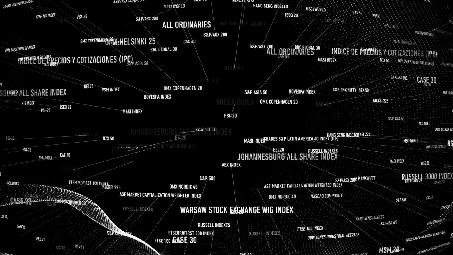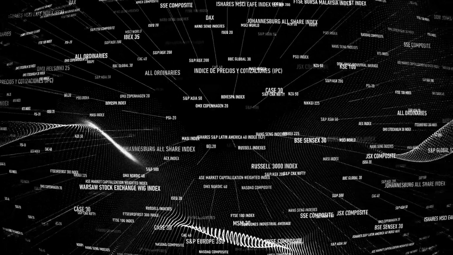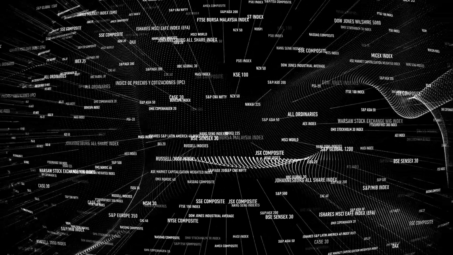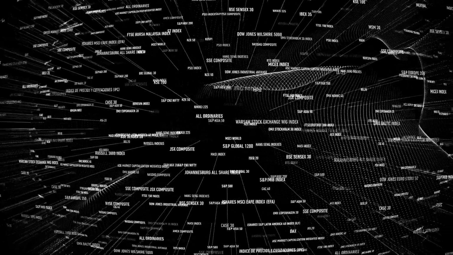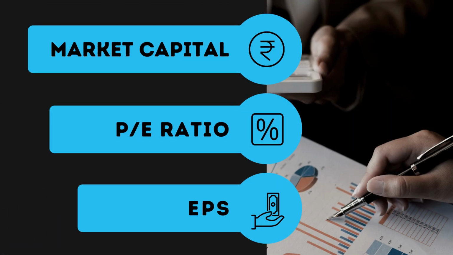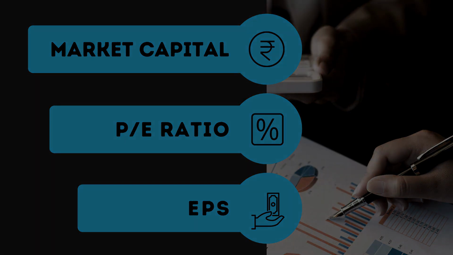In our previous video, we have seen the basics of the stock market and we have learnt the terminologies that should be used while picking the stock. In this video, we will be checking what is market capital, what is P by E ratio and what is EPS. These are the three main things which we have to look into while picking the stock. So let's get into the topic.